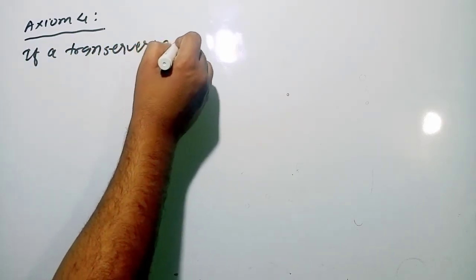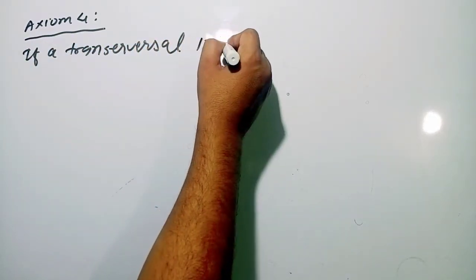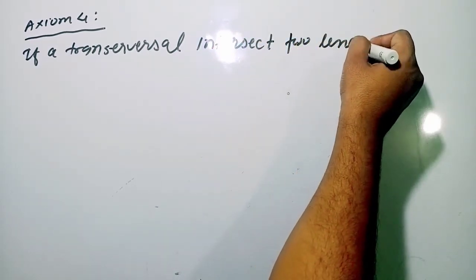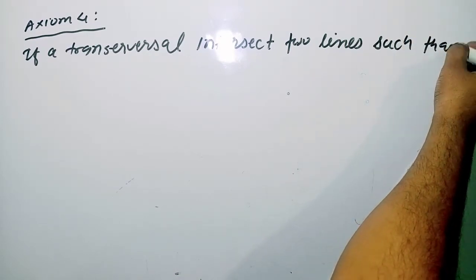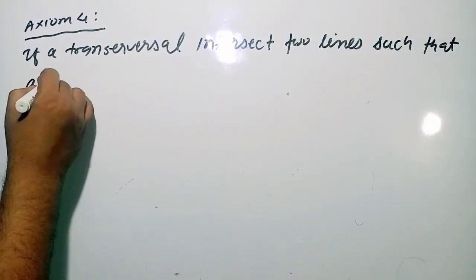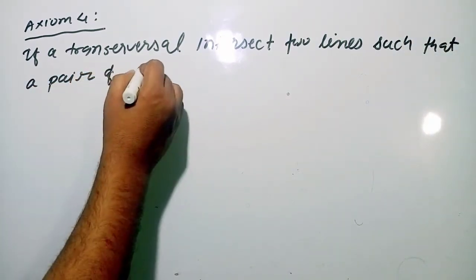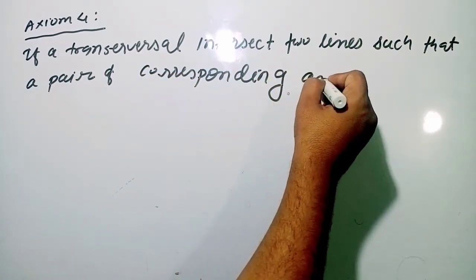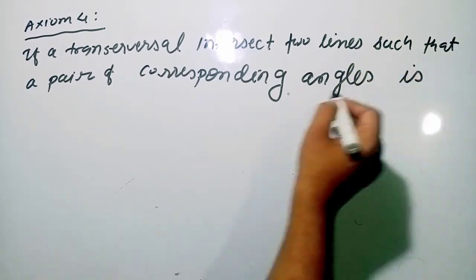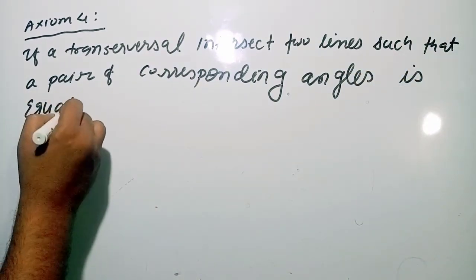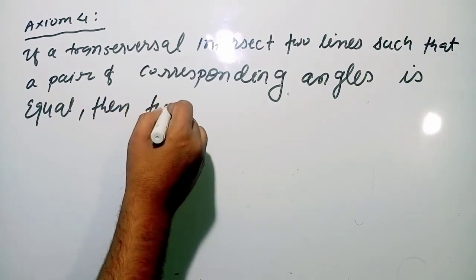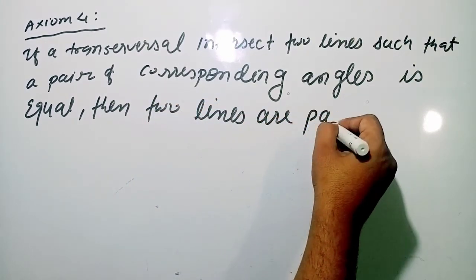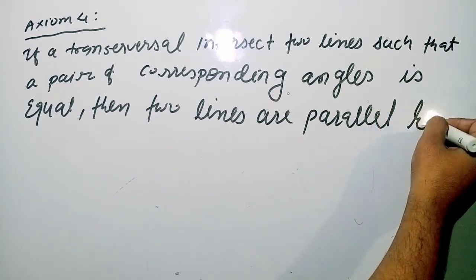If a transversal intersects two lines such that a pair of corresponding angles are equal, then those two lines will be parallel. This axiom is just the converse of axiom 3. Right, students? This is the converse of axiom 3.